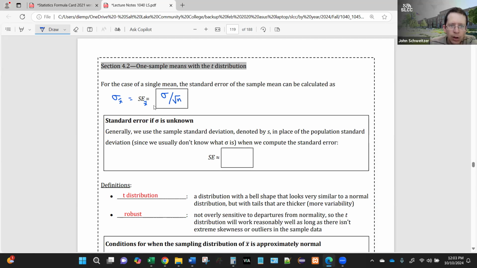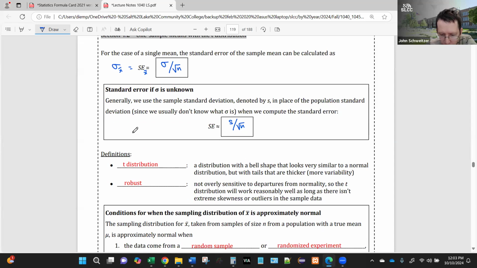So our way out of that problem is to estimate sigma. The population standard deviation gets estimated by the sample standard deviation. So we say that the standard error is approximately the sample standard deviation divided by the square root of n.